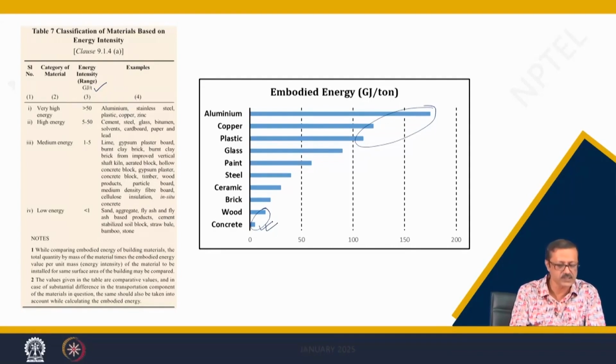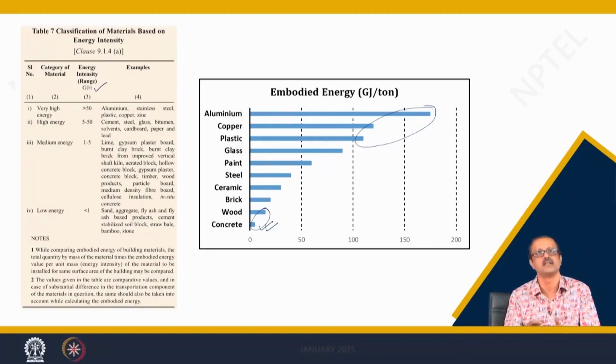But you see the low energy, less than 1, is your sand, aggregate, fly ash and all those stabilized mud blocks, straw bale, bamboo, stones and all. So, if you mix it, in situ concrete comes under the medium energy within the 1 to 5 range. Okay. So, bricks and timber, the particle board, medium density fiber board, MDF boards, insulations, in situ concretes are in the medium range, 1 to 5 gigajoule per ton.